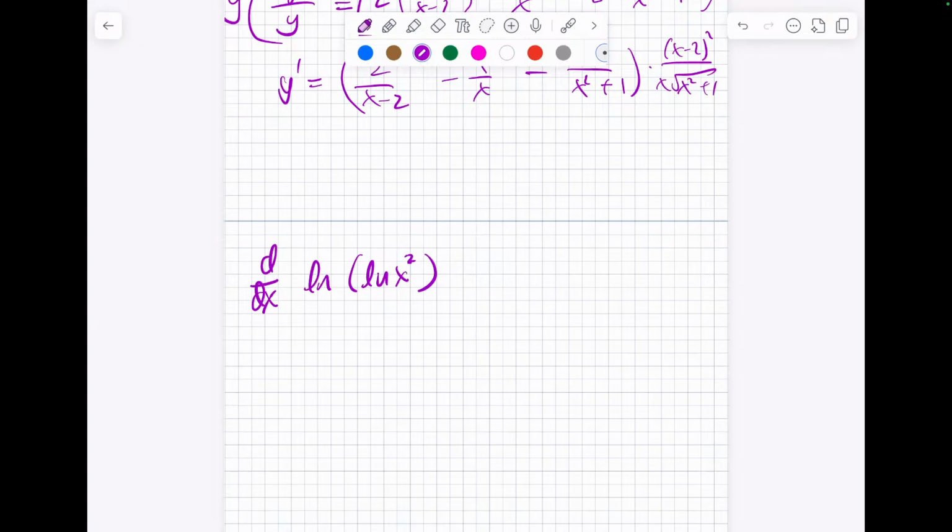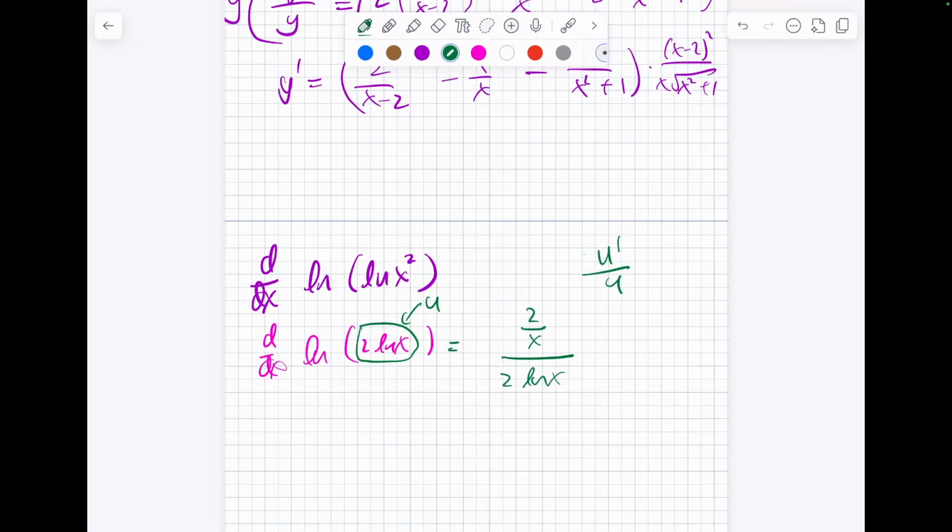The answer is 1 over x ln of x. That's what you get. Okay, so what you're gonna do is simplify inside. I think my life is easier if I always simplify the natural log. And then we're gonna assume that this is a u. So it's gonna be u prime over u, right? So u prime is gonna be 2 over x. U is gonna be 2 ln of x. Is that okay?